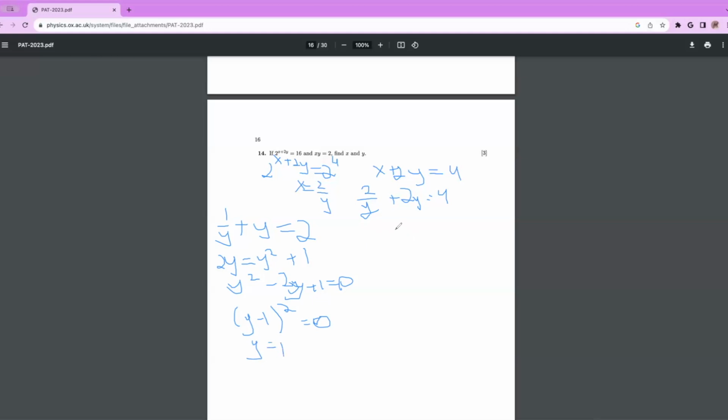And that means that x is equal to 2 divided by y, which means x is thus equal to 2. So we have that x is 2 and y is 1. And we can actually verify this in the original equation as well, because we'll see that 2 times 1 is 2, and 2 plus 2 is 4, and that is indeed what we get if we plug the values of x and y into this equation.